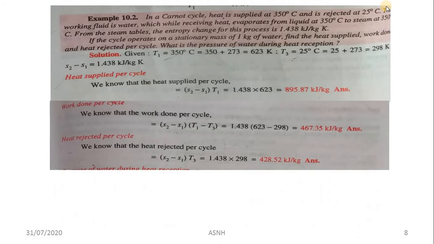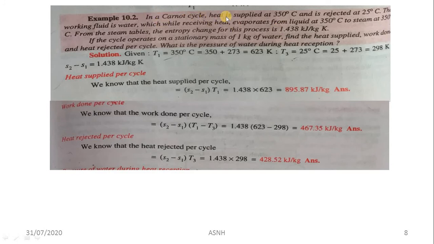Now students, we will take the second numerical based on the Carnot cycle. Our main focus is on the problems on the Rankine cycle, because these are the most important numericals from the exam point of view. But you must know how the performance of the Rankine cycle and the Carnot cycle is calculated. So here we will take another problem on the Carnot cycle.